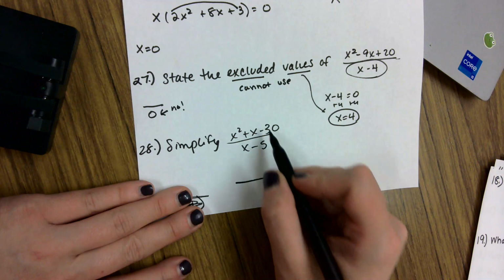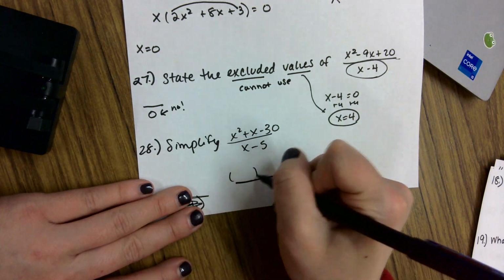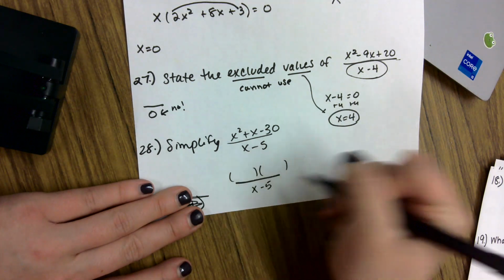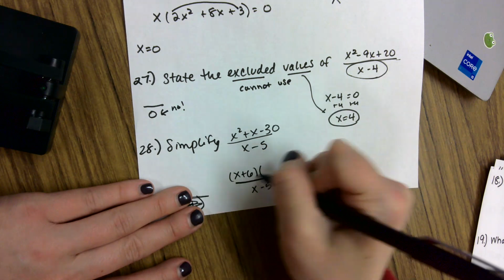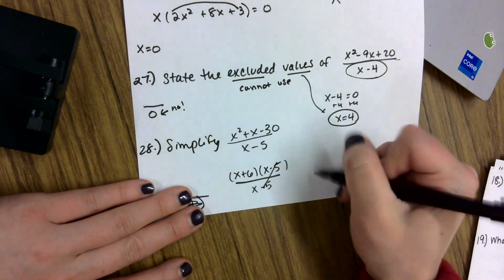28, we can break down the top and the bottom. The bottom, x minus 5, it is what it is. My solution is x plus x. And that's it.